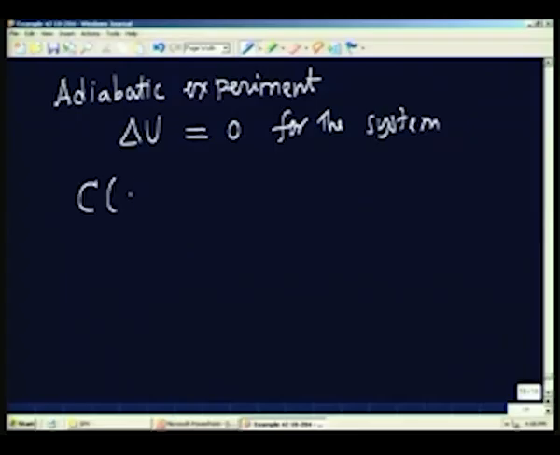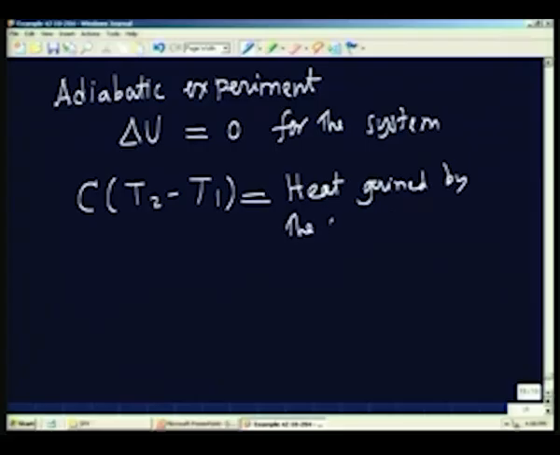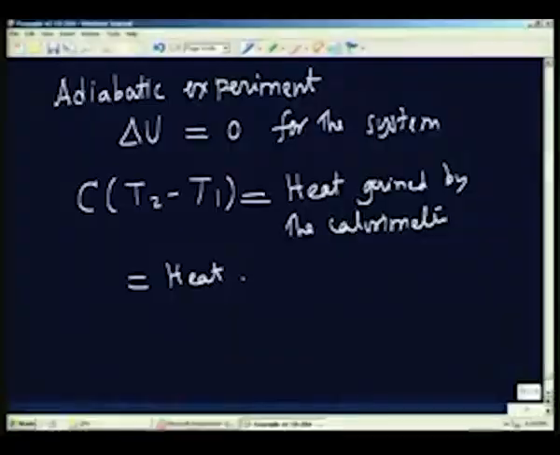So, I can say that C into (T2 minus T1) is the heat gained by the calorimeter. This must be the same as the heat released by the fuel, because it is an internal arrangement. There is no change in the internal energy of the entire system. It is just that the amount of heat released by the fuel during the process of combustion is simply shared by the calorimeter.